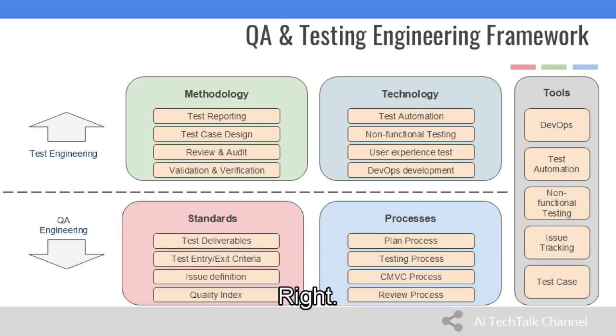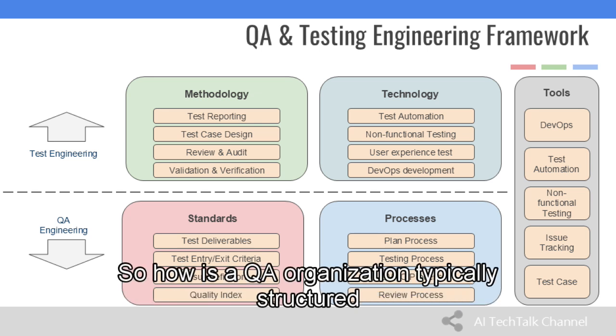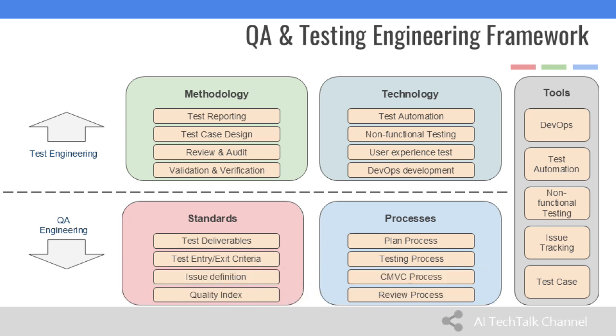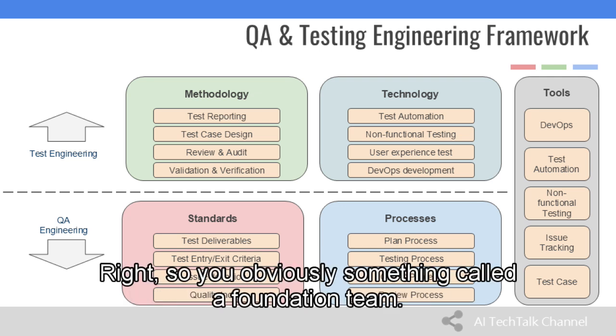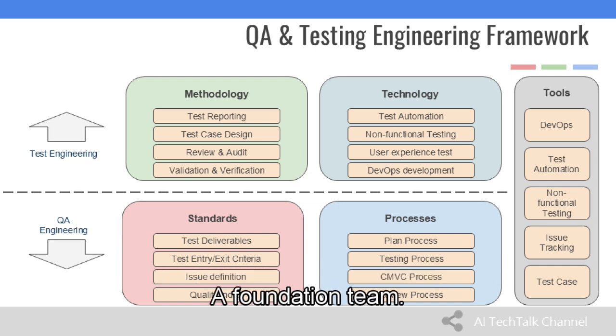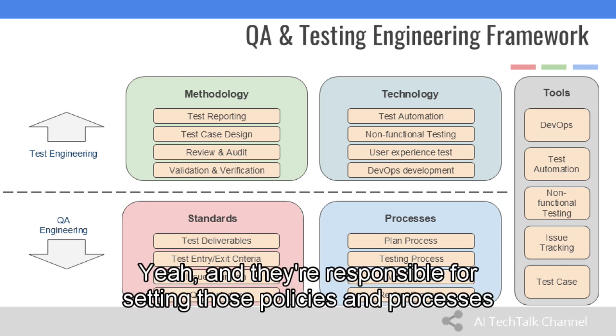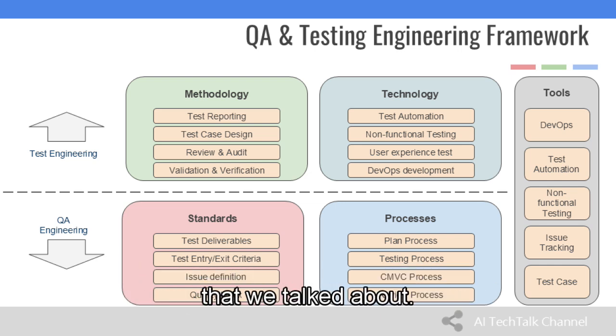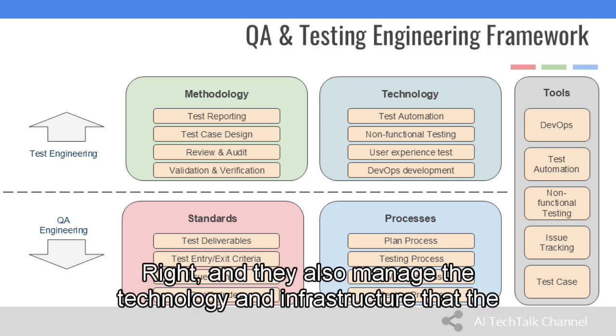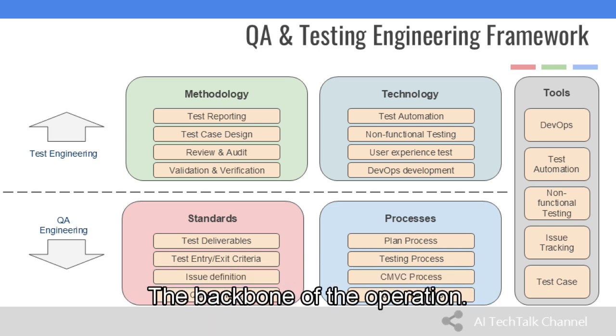So how is a QA organization typically structured to handle all of this? Good question. You often see something called a foundation team. They're responsible for setting those policies and processes that we talked about. So they lay the groundwork. Right, and they also manage the technology and infrastructure that the QA team needs, the backbone of the operation. What other teams are there?